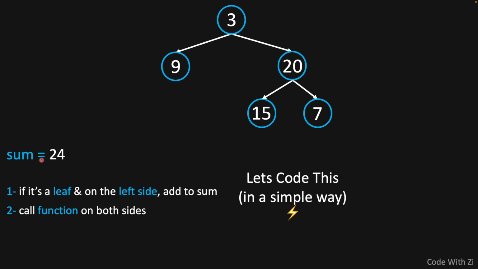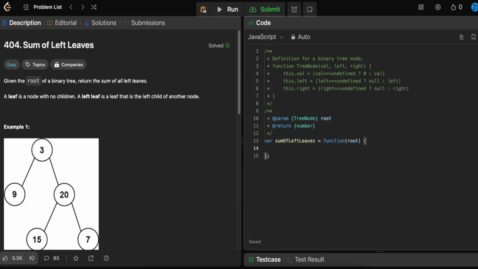Now let's code this in the simplest way possible. Alrighty, let's code this together. So the very first thing that we need is gonna be our sum variable, just like we saw in the slides. We're gonna literally have the same thing, and then we're gonna have a function called, for example, traverse, and this is gonna be the function that's gonna go through our tree.